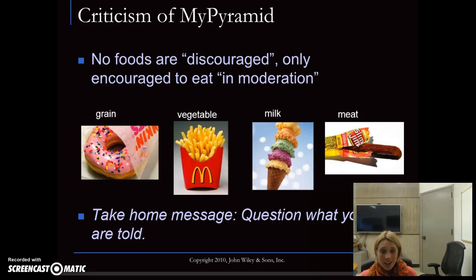So, in theory, you could get all your grains from pink frosted donuts. You could get all your vegetables from 3 cups of French fries. Your milk could be 3 scoops of ice cream. And if you ate enough Slim Jims, then you'd probably meet your protein needs. So the take-home message here is just question what you're told.